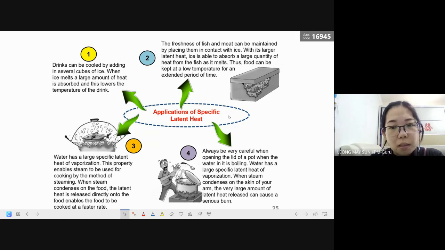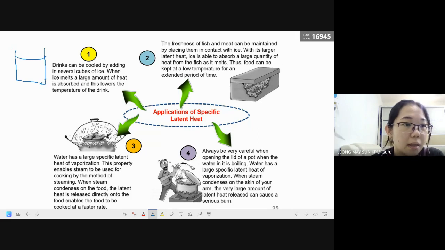Okay, now let's talk about the application of specific latent heat. All right, specific latent heat. So over here, number one, the drinks can be cooled by adding in several cubes of ice. So what happens here is that normally when we have water, we have drinks, the drinks temperature, let's just say at 80 degrees Celsius. All right, and we consider that to be hot.